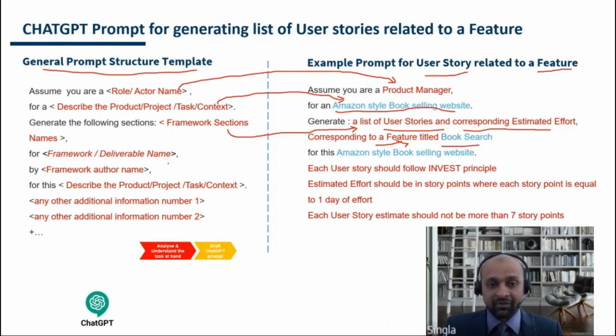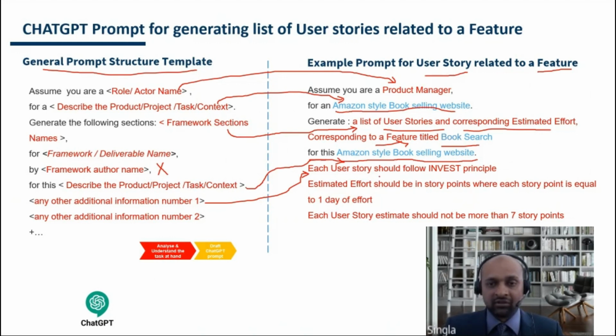Then the next step is, sorry, within this also we are telling that this feature corresponds to an Amazon style book selling website. So this is again giving some additional context to the product. Then we are not writing the name of the framework author. We are skipping this step, and this step we have already done, where we have given the additional context to the product or project. And then there are some additional parameters which we are introducing, quality parameters or additional information.